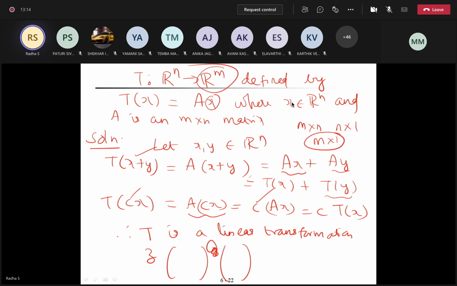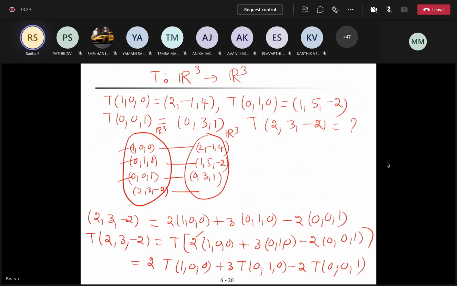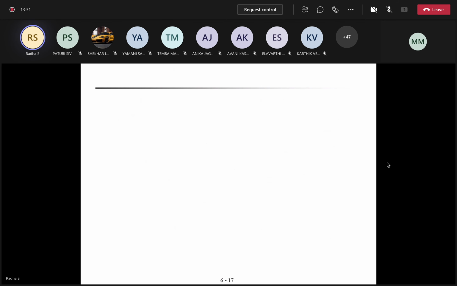So even taking a vector and multiplying by a matrix, the way we have defined a transformation, that is also a linear transformation. So we understood that any vector, if you take and multiply by a matrix, it's a linear transformation. So now what I do is I take differently.